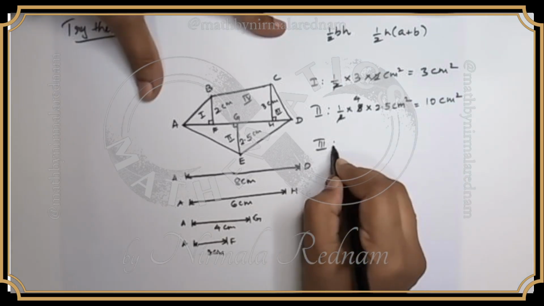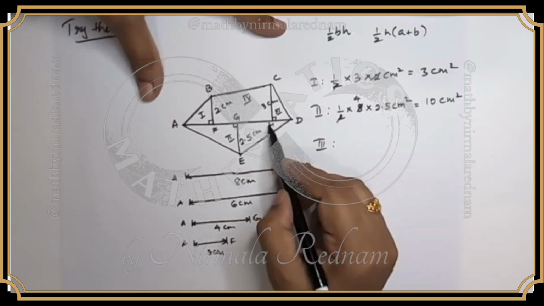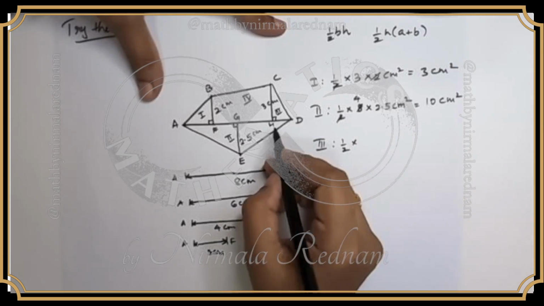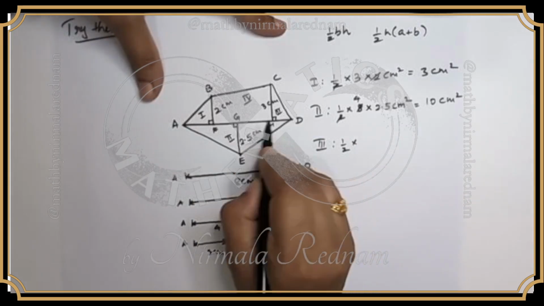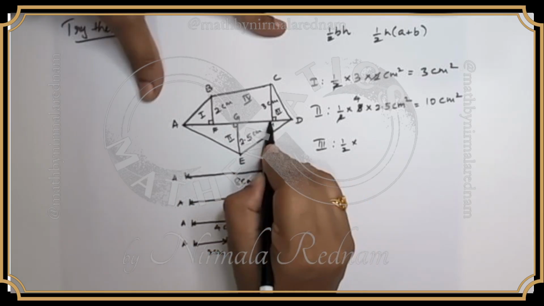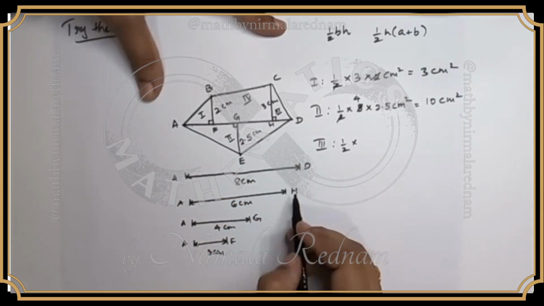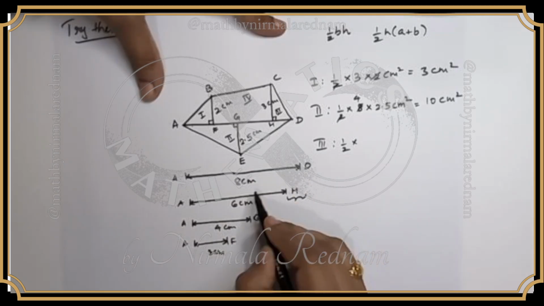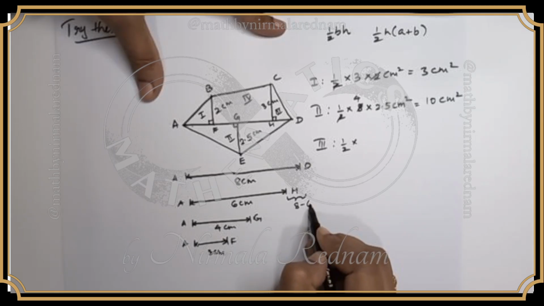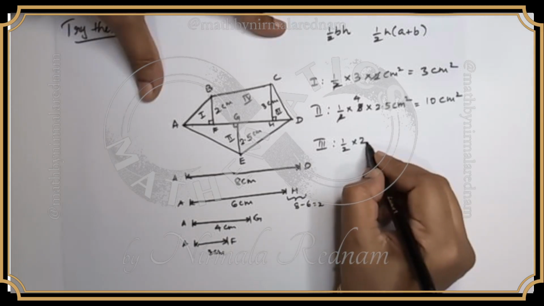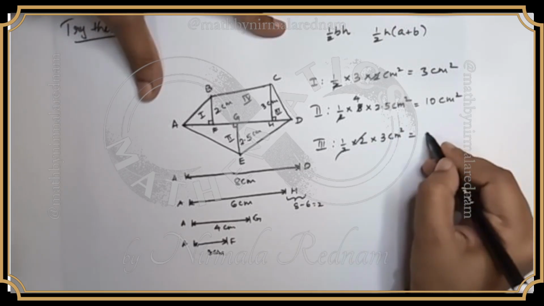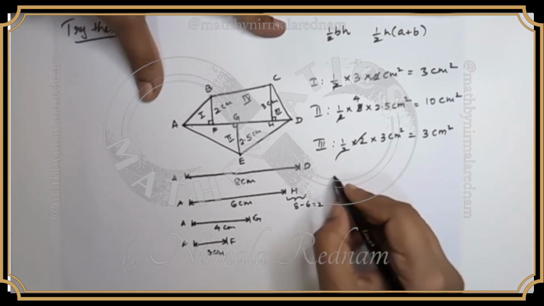And then I have CDH. Now if you look at that, the base is DH. Now, do we know DH? If I know AH and AD, and I find the difference between these two, this is nothing but DH, right? So this is nothing but 8 minus 6, which is nothing but 2. So that is my base and height is 3. So this is 3 square centimeters.